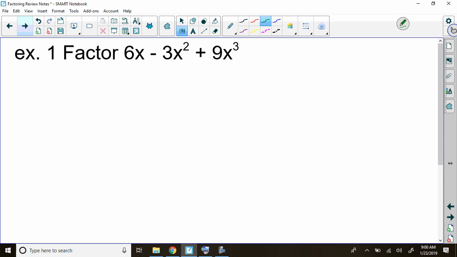Example 1, factor. So on this one, there's a couple things going on. Number 1, it's a cubic polynomial. Number 2, it's not in standard form. So we probably ought to put it in standard form first. So that's going to be 9x cubed, take away 3x squared plus 6x.